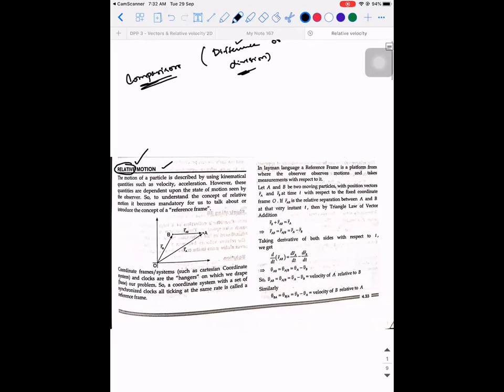Even before I go to the concept of relative motion, first let's try to understand what exactly relative means. Suppose I have a person of height h1 and another person of height h2. Let me call them the first person and the second person. Now I'm going to put a question like this: what is the height of the first person?